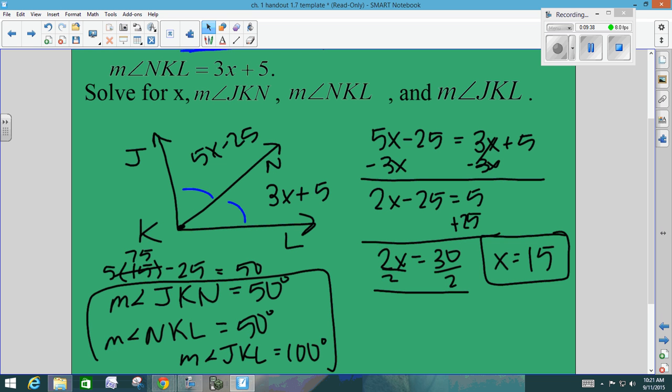If you see the word bisects, then you need to mark something congruent. If you're bisecting an angle, then you've got to mark two angles congruent. If you're bisecting a segment, you'd mark two segments congruent. Bisect, cut into two congruent parts. All right, number 2.